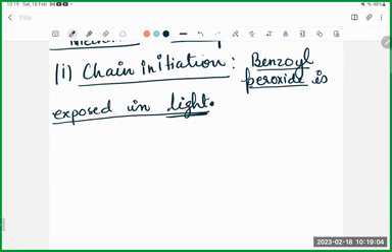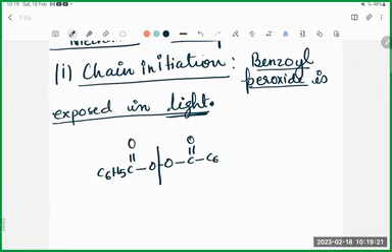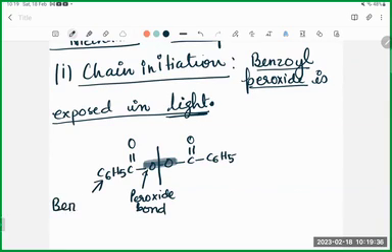So after exposing in sunlight, what happens to the benzoyl peroxide? Peroxide bond will cleave. So let me write the benzoyl, C6H5 C double bond O, and this is the peroxide bond. So where are we going to attack at this point? C6H5. Why? Because this is our peroxide bond. What is the name of the compound? Benzoyl peroxide. Is it clear? This is initiated when this compound is kept in sunlight.